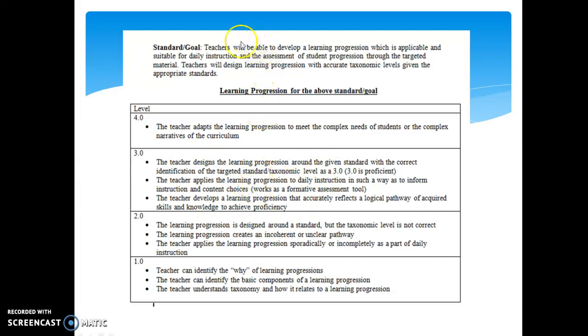So basically I took this goal and kind of put it into bullet point format with a little more specificity, and then the 1 and the 2 are the building blocks to getting to the 3, and the 4 is above and beyond. So hopefully by the end of this presentation, which will be no longer than 15 minutes because that's all I get with screencast, you will be at a level 3. So that would mean you would be able to design a learning progression, that you would be able to embed it in your instruction, and that it would reflect a pathway of skills and knowledge.